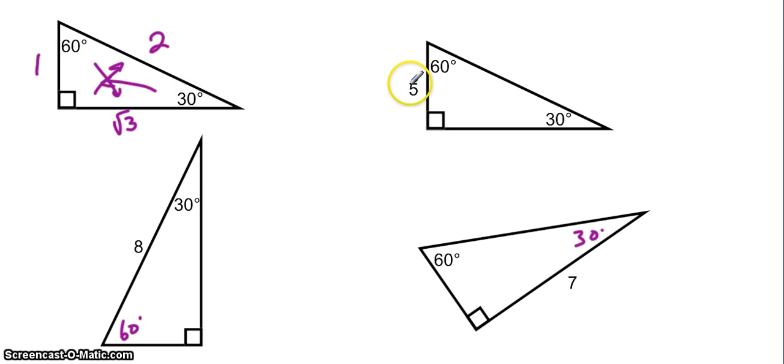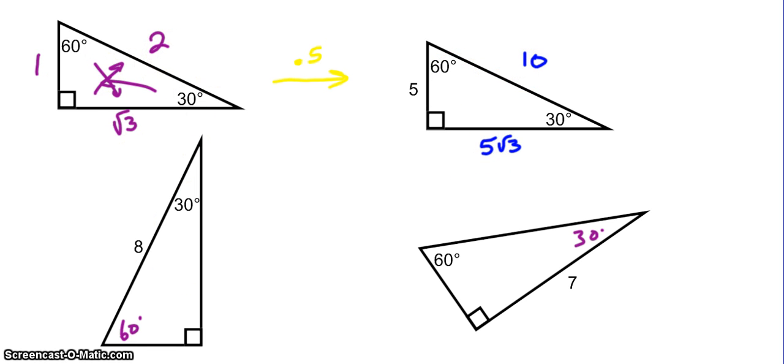So let's take a look at this. From 1 to 5, because this 5 corresponds to this side, they're both across the 30-degree angle, what's going on from 1 to 5? Well, we are multiplying by 5. So all the other sides will follow that same proportion. So 2 times 5 is 10. Square root 3 times 5 is 5 square root 3. So 5, 10, 5 square root 3. That follows the same pattern over here.